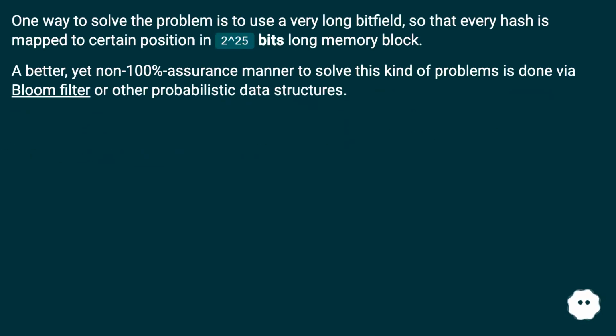One way to solve the problem is to use a very long bit field, so that every hash is mapped to a certain position in a 2 to the power of 25 bits long memory block. A better, yet non-100% assurance manner to solve this kind of problem is done via a Bloom filter or other probabilistic data structures.